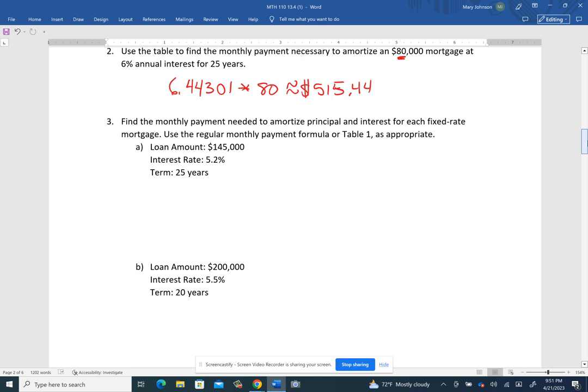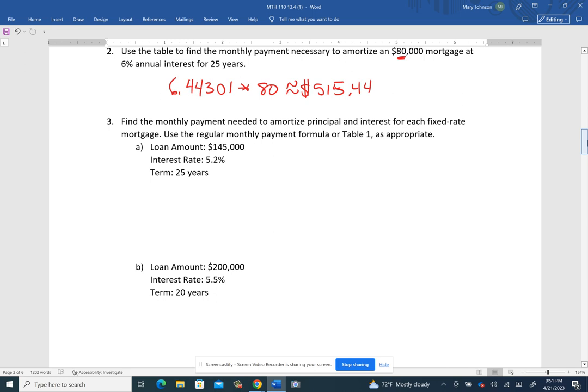Okay. I want to do just two more kind of straightforward questions. And then in another video, I'll talk to you about trying to understand this amortization schedule, and we'll create a portion of that. So let's do this problem here, and then I'll stop the video and do another one on amortization schedules. All right, so this question is asking us to get the monthly payment needed to amortize the principal and interest for each fixed rate mortgage. Okay, so we're going to look at these examples.